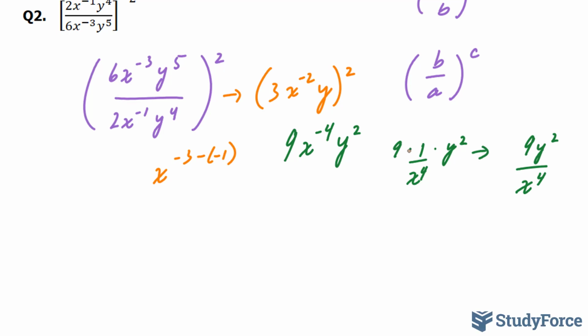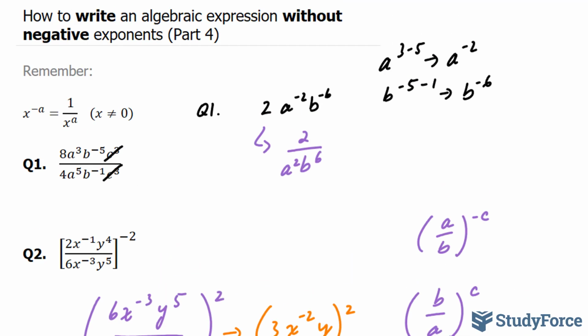You're probably wondering why I put these two dots. I just want to show that there's a 1 and there's a 9 multiplied to it, and so is this, and that's all. And so there you have it. 2 more examples on how to write any algebraic expression without negative exponents.